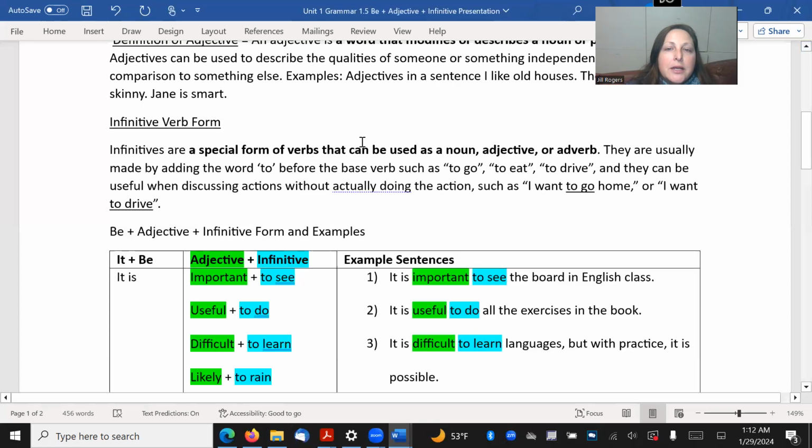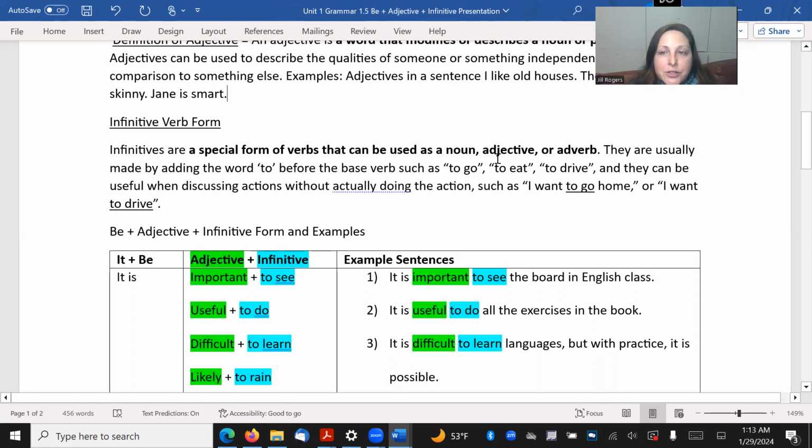I'm sorry. Infinitives are a special form of verbs that can be used as nouns, adjectives, or adverbs. They are usually made by adding to before the base form of the verb. So to go, it's not to went, right? It's to go. That's the base form.